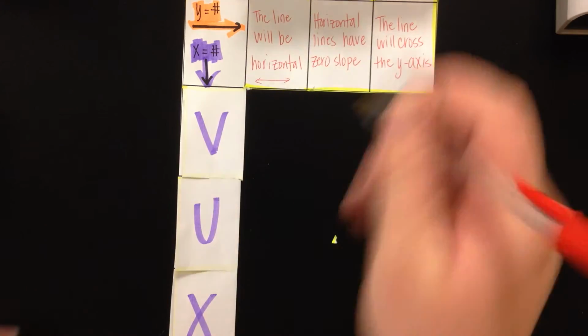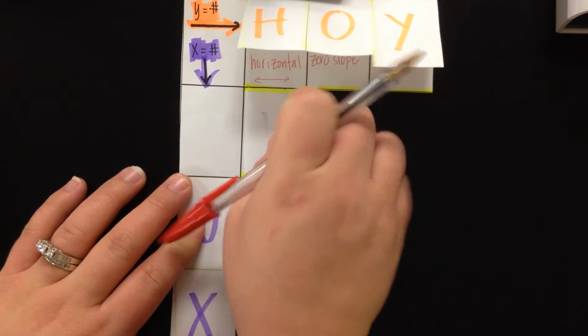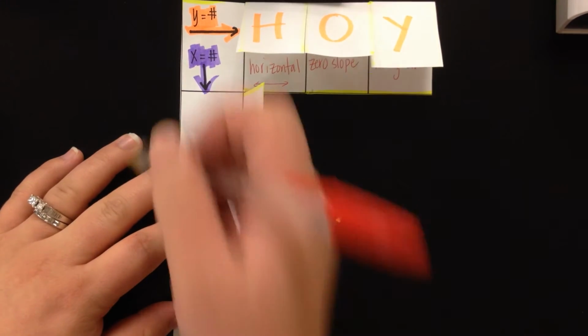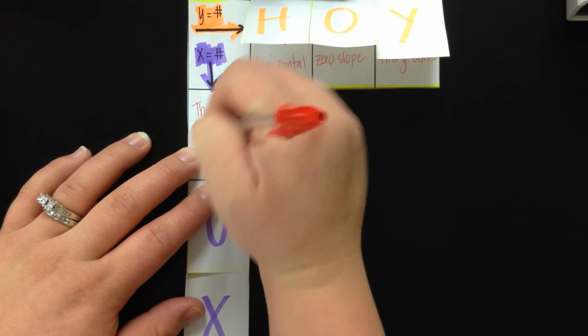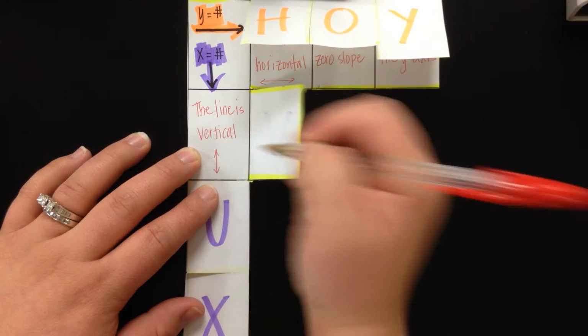And so just like we did with HOY, we're going to write little reminders. V, what do you think the V stands for? The line is vertical. Very good. And that's up and down. So we're going to have an up and down graph. It's a straight line.